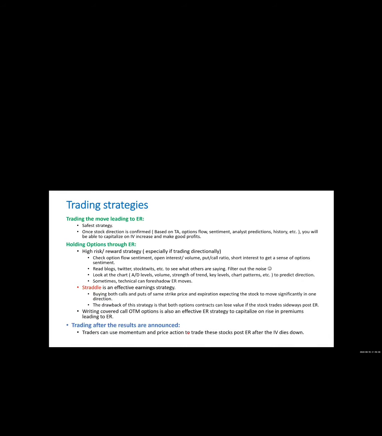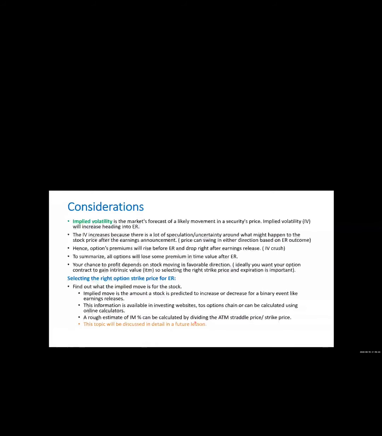Okay, so those are the three strategies that we have. Generally, that's what you can do. You can trade the move leading to ER. You can hold options through ER, or even equity through ER, and then trade after the earnings results are announced. So some considerations. Implied volatility is the market's forecast of a likely movement in the security's price. Implied volatility will increase leading to ER.